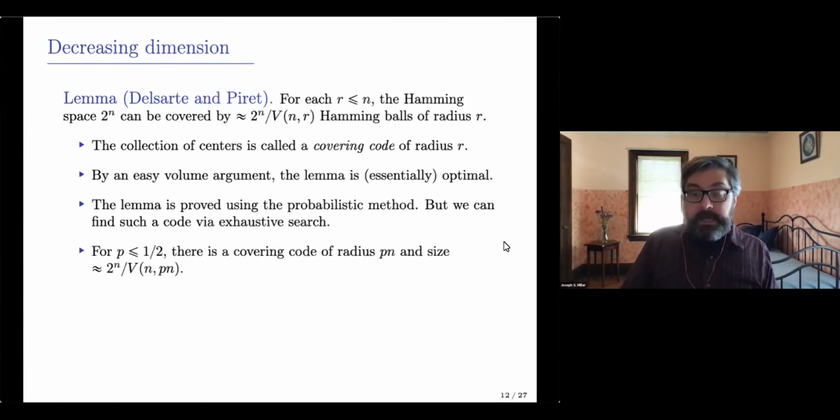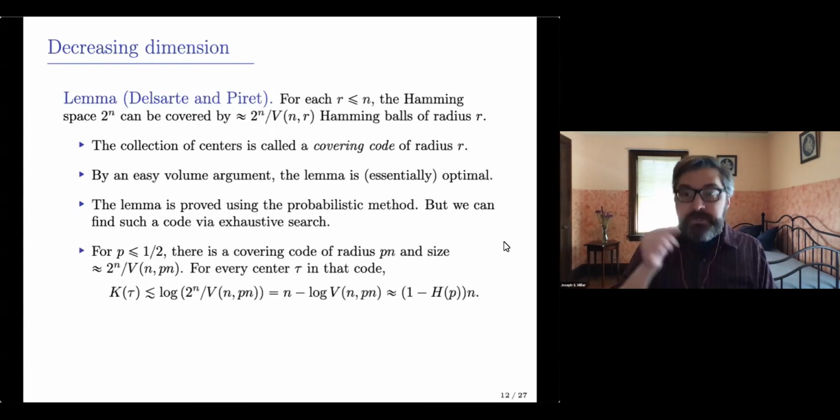Okay, and now let's pick r to be pn. And so we know by the lemma that there's a covering code of radius pn and size roughly equal to 2 to the n over V(n,pn).